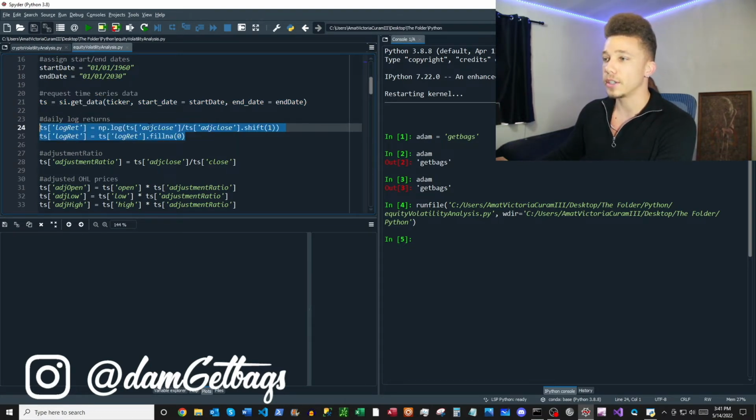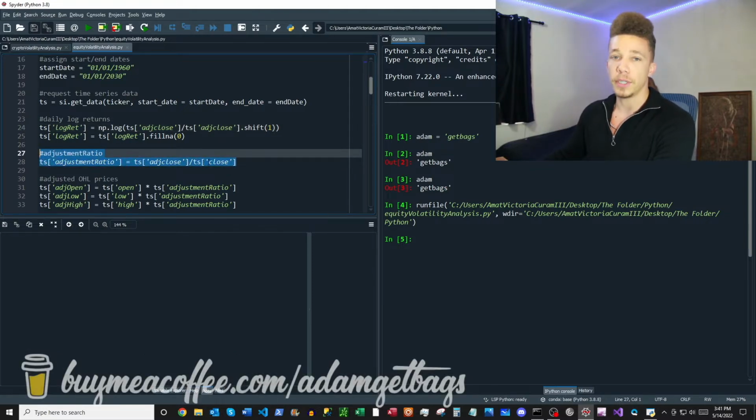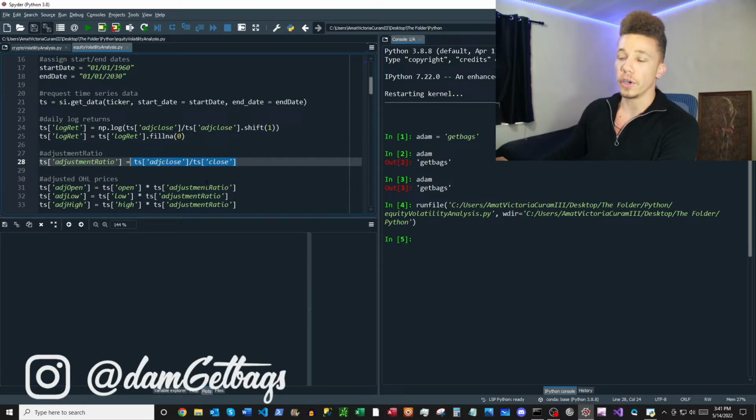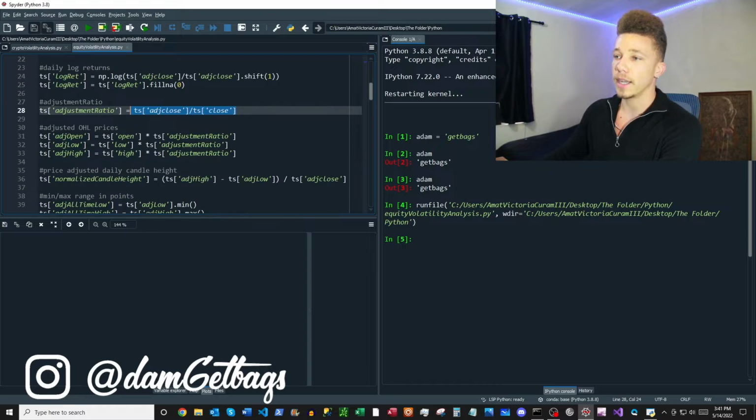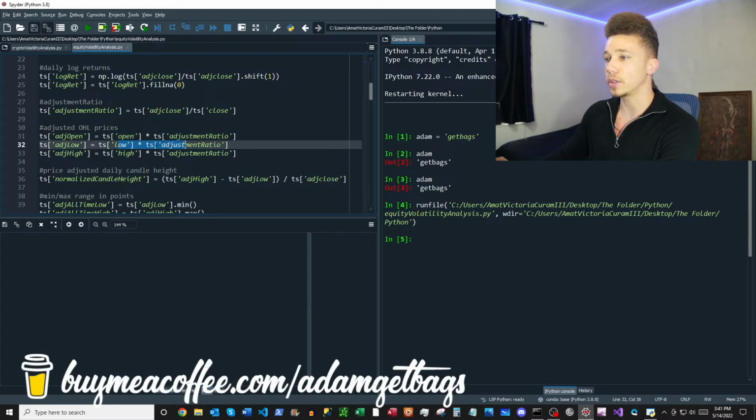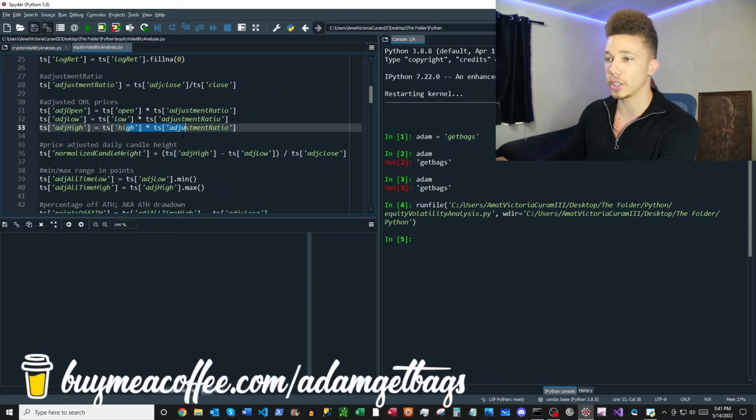We have the log returns here. And then next we're going to calculate an adjustment ratio, because in the Yahoo time series, open, high, low prices are not split or dividend adjusted. So we're going to create this adjustment ratio, which is adjusted close over the regular close price. And then we can adjust our open, high, low prices by multiplying open times your adjustment ratio, low times adjustment ratio, and high times adjustment ratio.